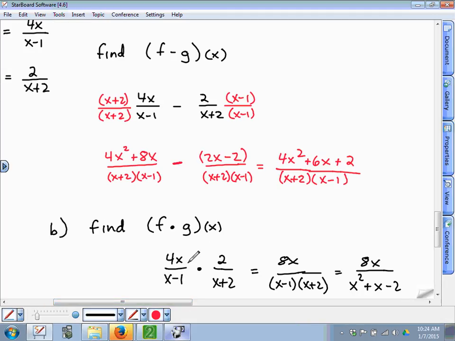4x times 2 is 8x. And then you have (x minus 1)(x plus 2). MyMathLab might be okay with this form of it in parentheses. It may want you to multiply it out. I'm not sure. I would take this on a test. But it wouldn't be that hard to multiply it out anyway.